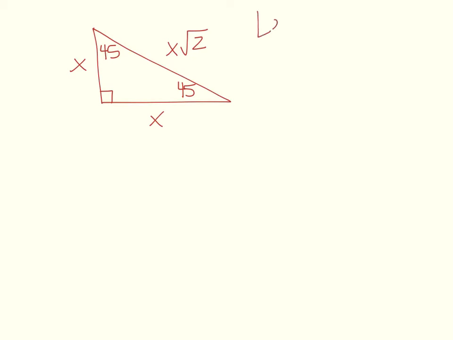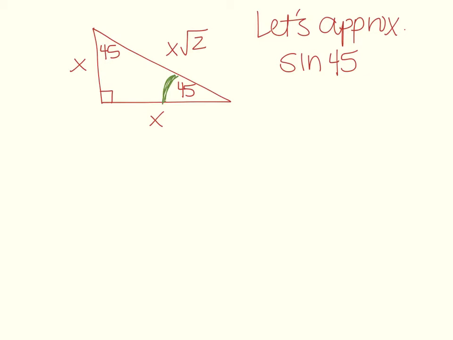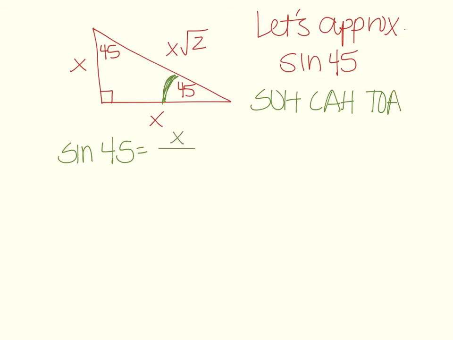So let's try for a moment. So let's approximate the sine of 45. I don't really know what that is, but I can figure it out, right? So let's say that we're going to use this angle right here, okay? So the sine of 45, well, let's think, right? We have SOHCAHTOA, so that's going to be important. All right, sine is opposite over hypotenuse, so opposite is x over our hypotenuse, which is x root 2.